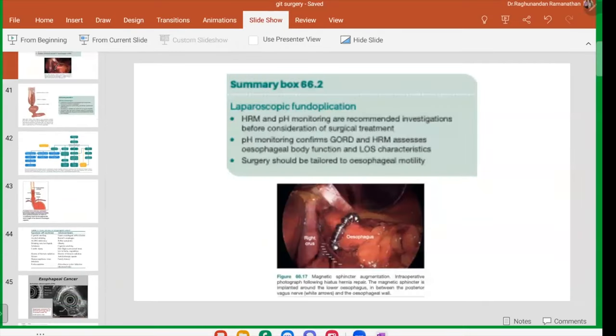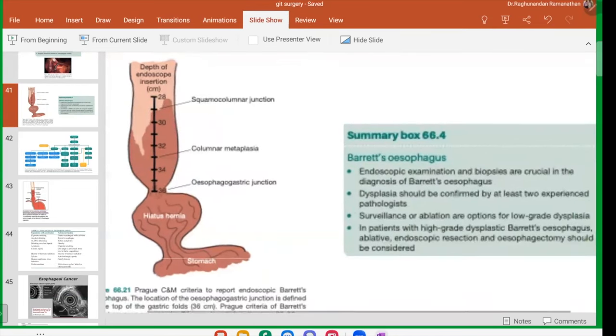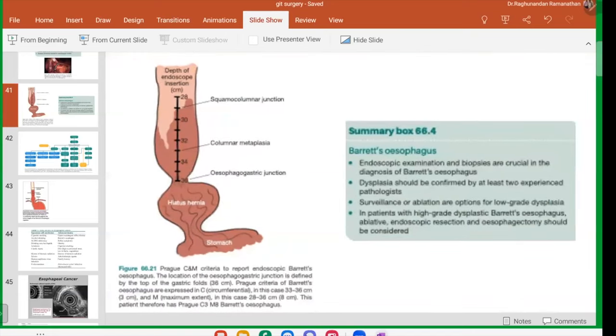Okay, can you see here? So this is your Prague C and M classification. What he has told is, this is going to be your squamocolumnar junction. This particular area fully, there is going to be a columnar metaplasia, and you have the esophagogastric junction. Up to a particular area there is going to be squamous metaplasia. Can you see here?